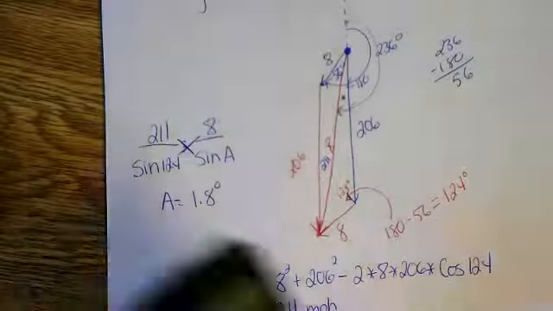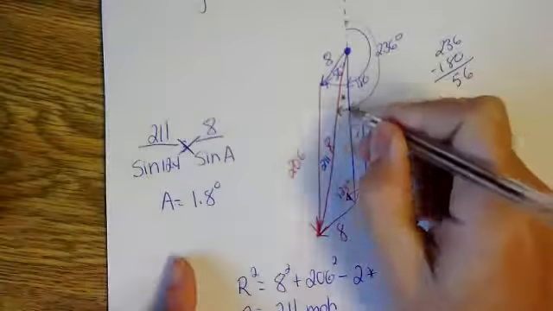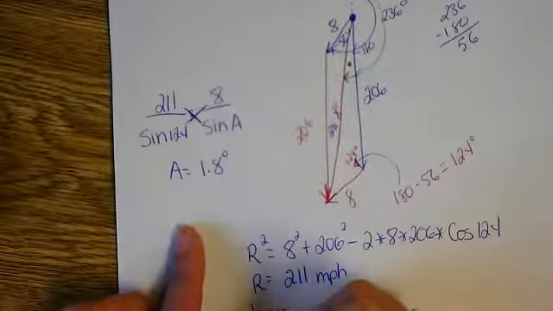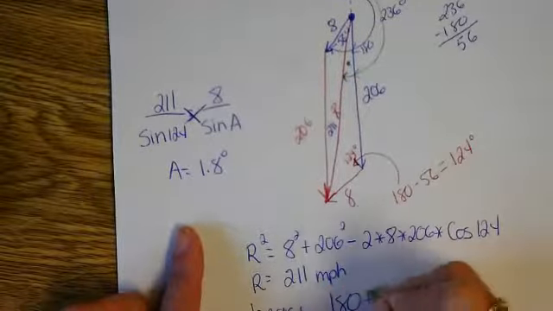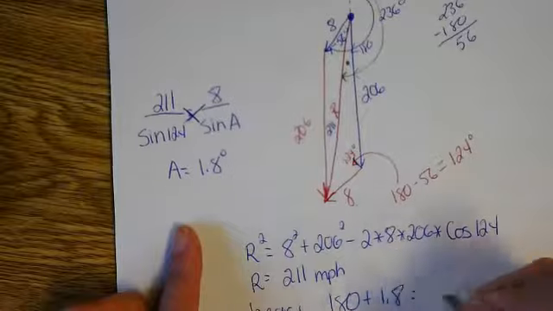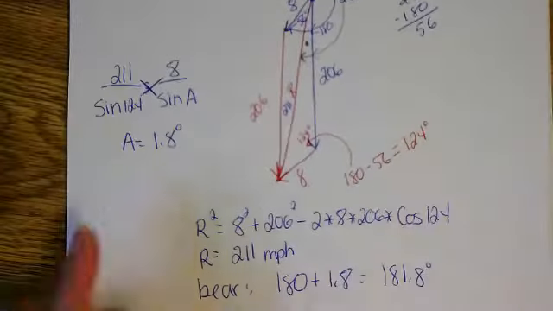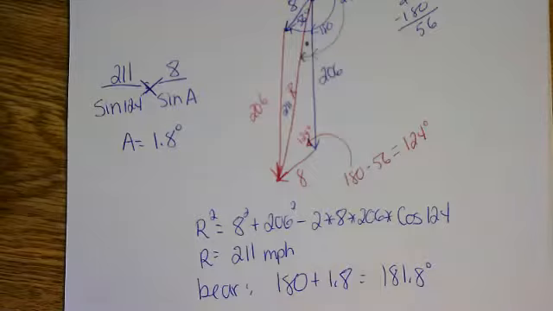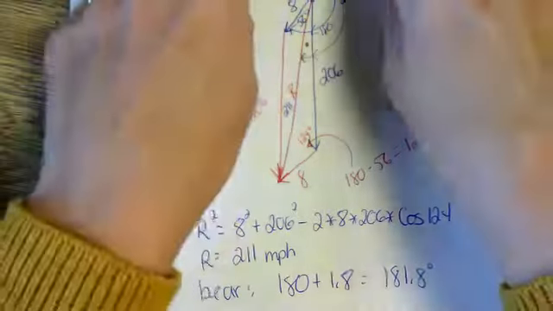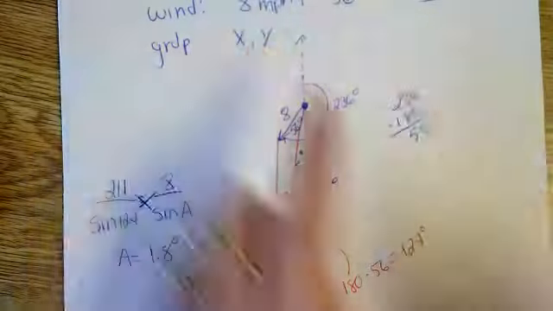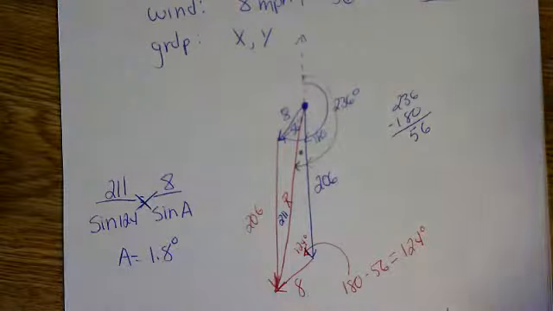So now I know that I'm just about 2 degrees past due south. So my bearing will be 180 plus the 1.8. And there it is. So if you pull out, your goal is to get both pieces of information for all of the vectors. Let's try another one.